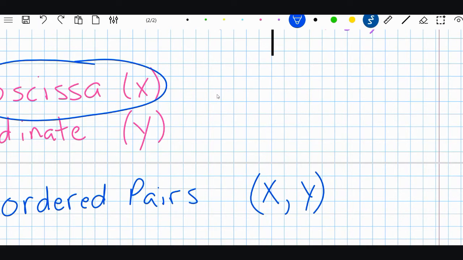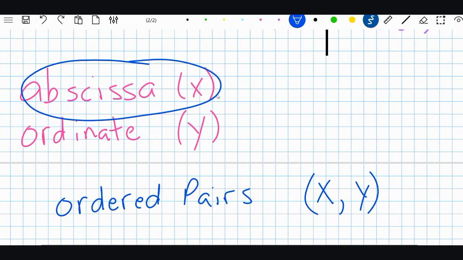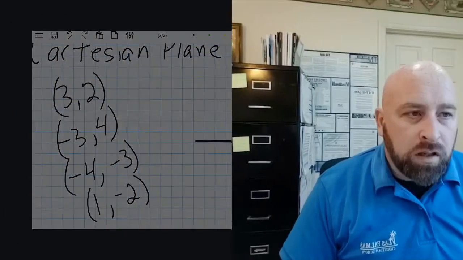So the x and the y, ordered pairs. And you always have the parentheses. You always have your x first, then your comma, then your y. That's the standard form of an ordered pair. Okay, so here's what I've done. I erased everything out of the Cartesian plane, and I have put some ordered pairs over here. And we are going to graph those ordered pairs. We're going to put them where they belong on the Cartesian plane.